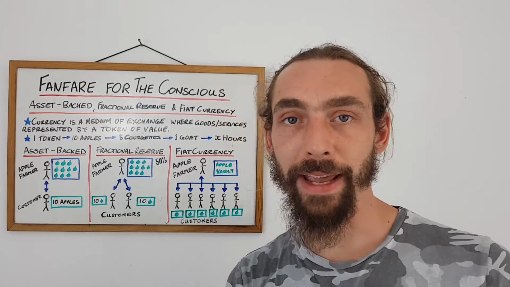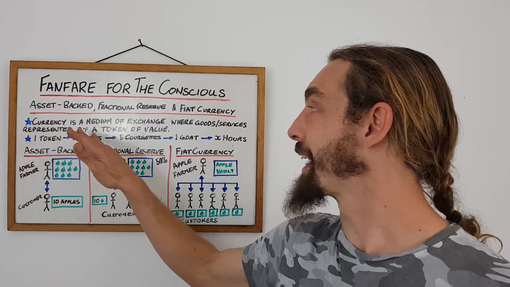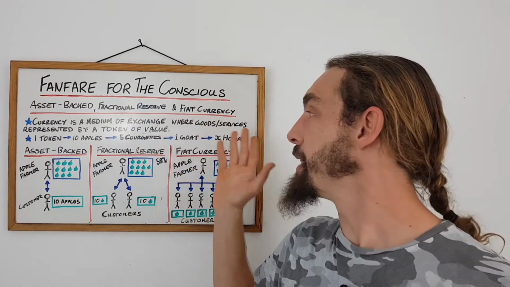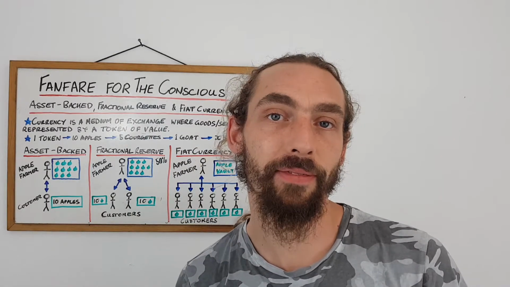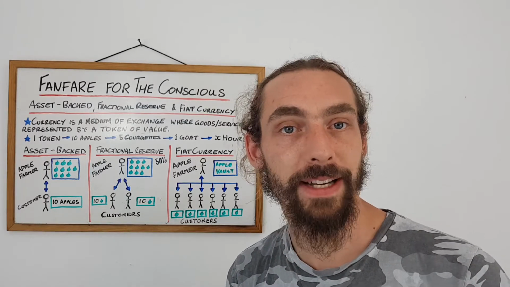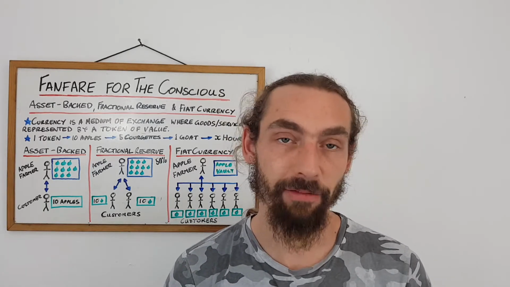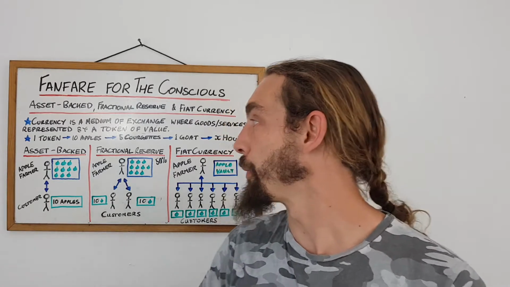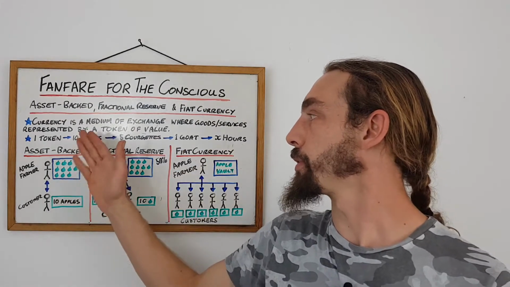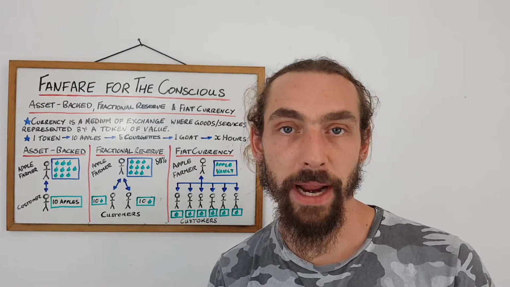So before we start going into the various currency systems that you could consider, we need to understand what currency actually is. Currency itself is a medium of exchange whereby goods and services are represented as a token of value. The reason this evolved coming out of the barter system, where you directly exchange goods and services, is that direct exchange, whereby I would offer you, say, 10 apples in exchange for 5 courgettes, or 10 apples for 1 goat, or 10 apples for X number of hours of work, necessarily limits trade between individuals.